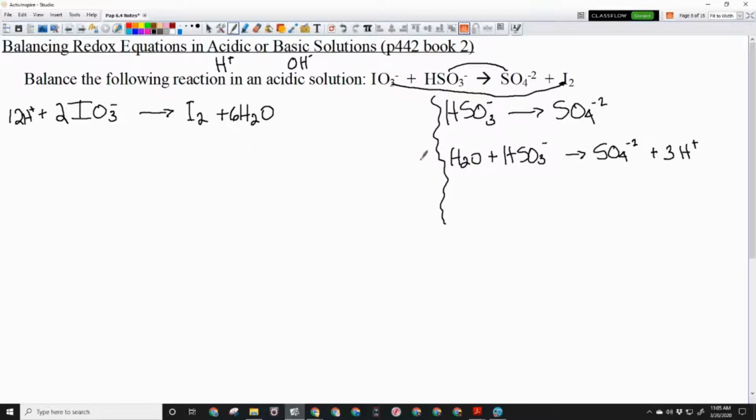So now what we're going to do is look at the oxidation numbers. Well, hydrogen is always a plus 1.